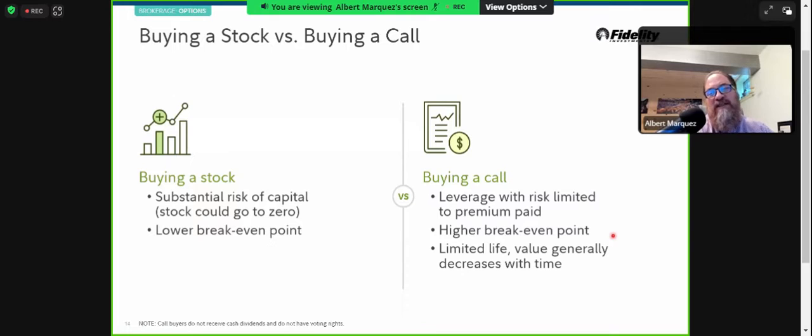So a lot more goes into the thought process of buying a call option versus buying a stock, but you can see some of the benefits and the reasons why someone would look to buy a call versus the actual outright. All right, so I've said a few things here about the basics of buying calls, Peter. Anything you want to add before we move on from this point?